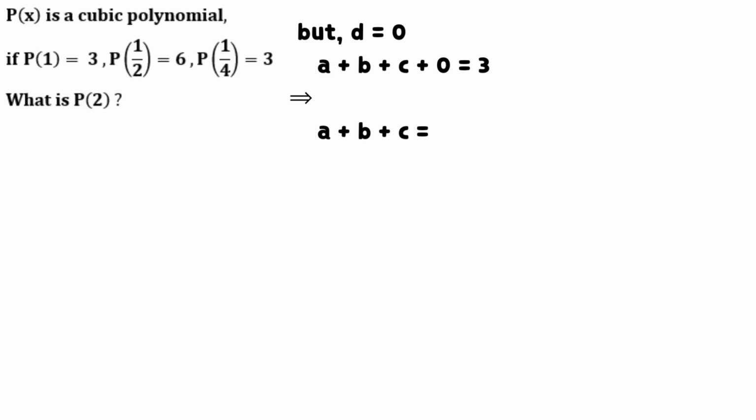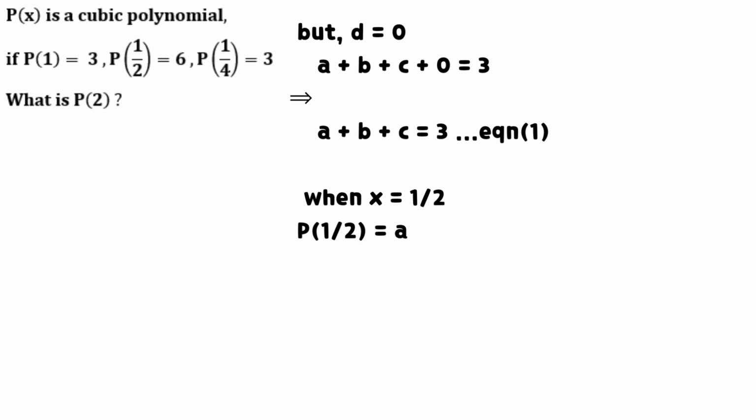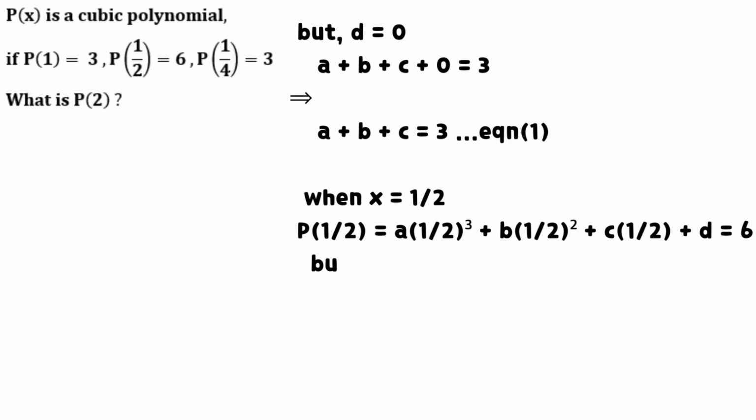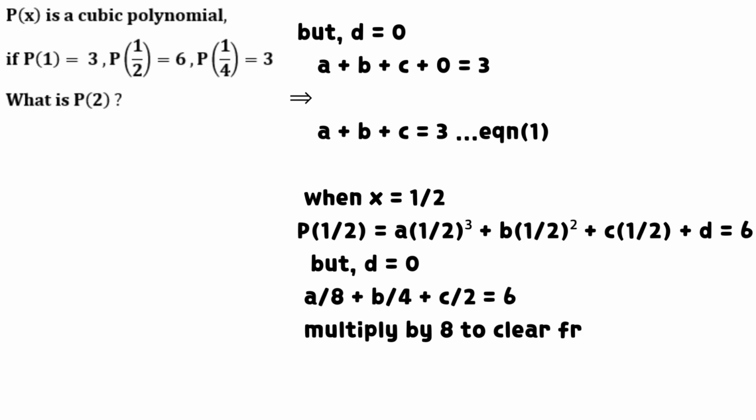But d equals 0. The sum of a, b, c, and 0 equals 3. We call it equation 1. When x equals half, P of half equals a times the cube of half, plus b times the square of half, plus c times half, plus d, which equals 6. But d equals 0. Simplify as shown on the screen.